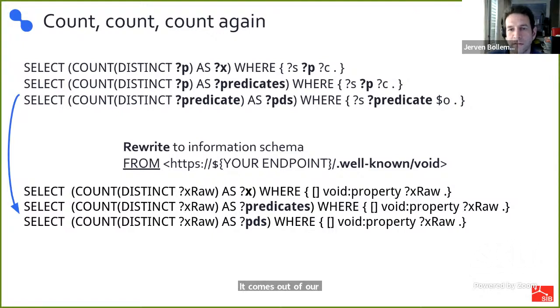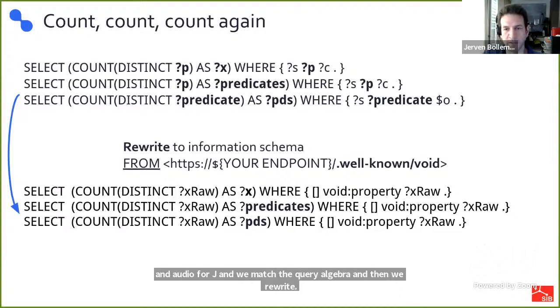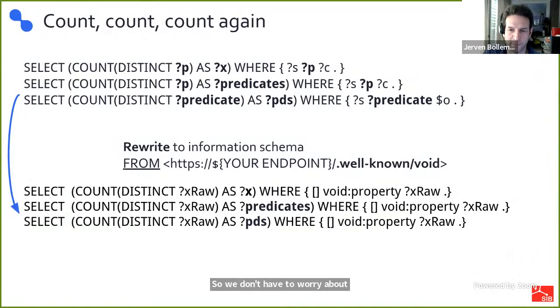All these queries, of course, have different variations, but they're the same conceptual. Might be in variable usage, might be in using of prefixes or not. The nice thing that we do is we take the query algebra in RDF4J and we match the query algebra and then we rewrite. So we don't have to worry about variable renaming. We just keep on that being correct.